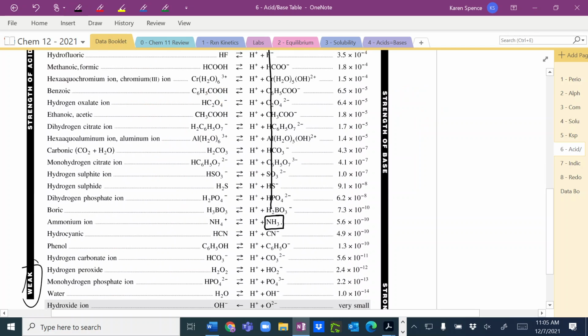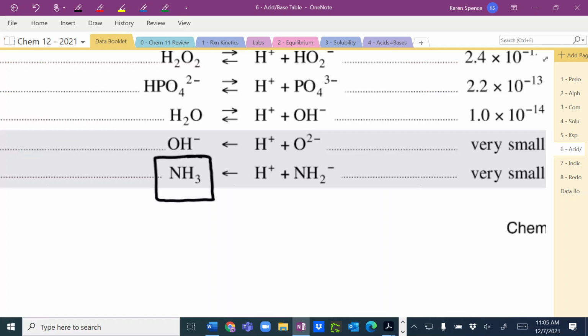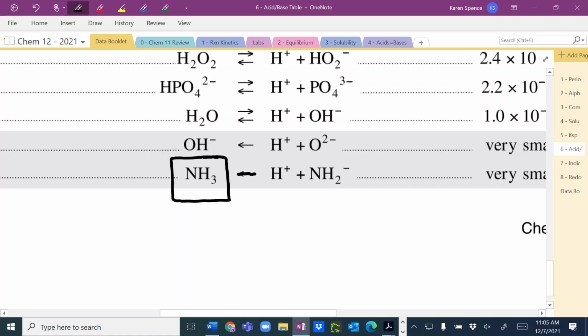However, what do you notice about this arrow? That arrow goes one way. Is NH3 able to give away a proton? No, otherwise that would be a two-way arrow and it would show it being able to go in the right-hand direction, okay? So ammonia is not an acid, because it is too weak to act as an acid.